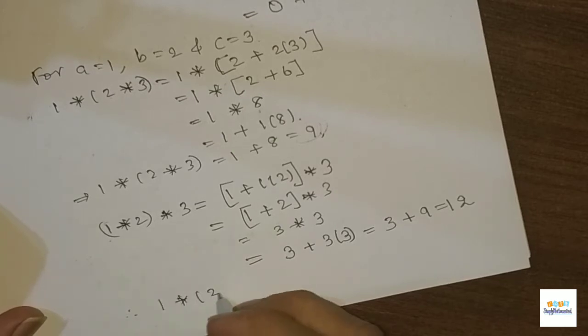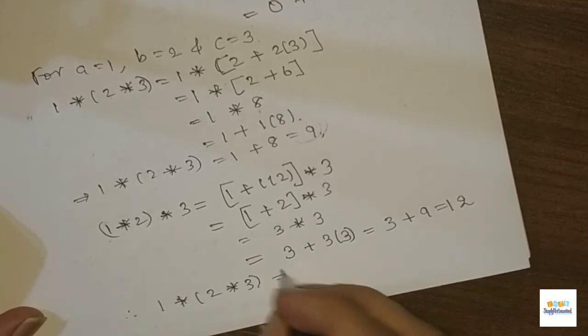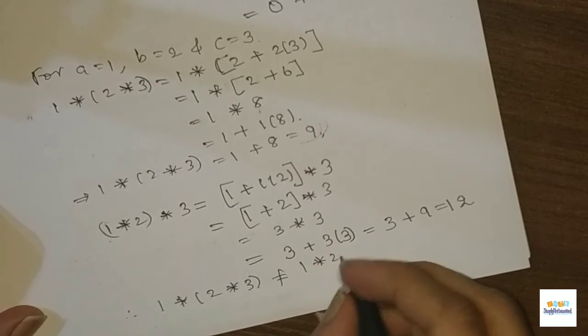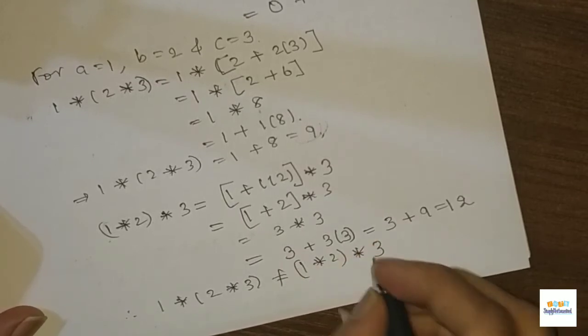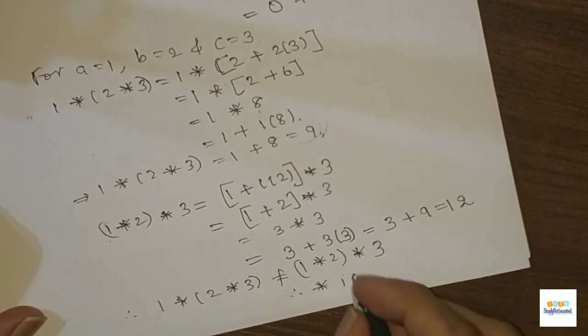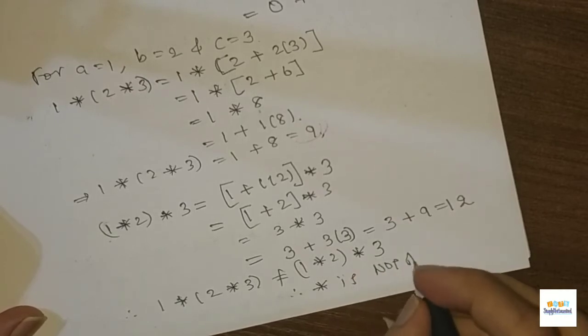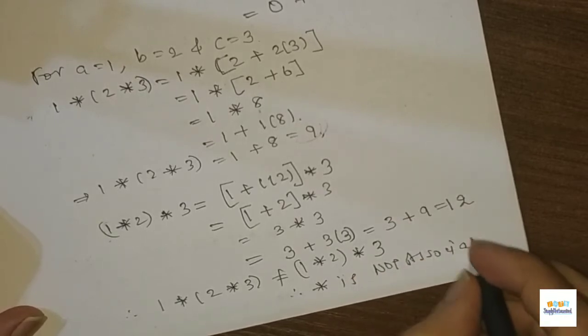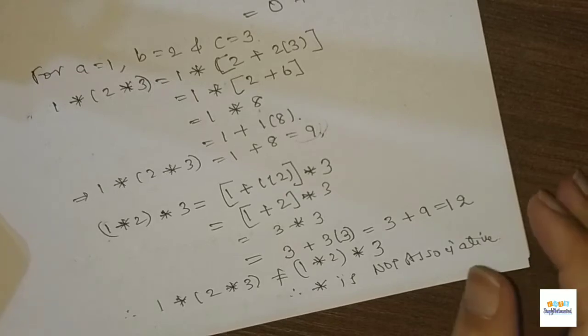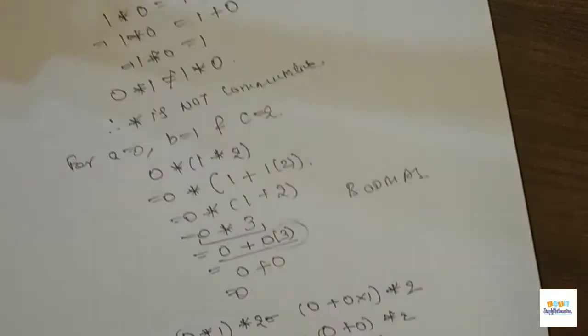So 1 star (2 star 3) is not equal to (1 star 2) star 3, right? Therefore star is not associative. Okay, then let us look at the fourth problem.